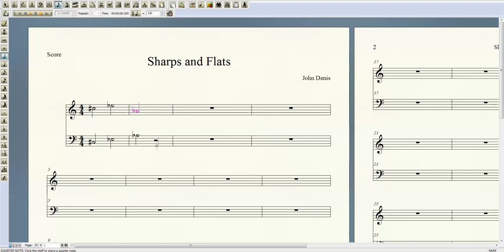Let's see, what about an F sharp? Boom. F in the bass clef. Now listen to it go up. Let me play that again for you.